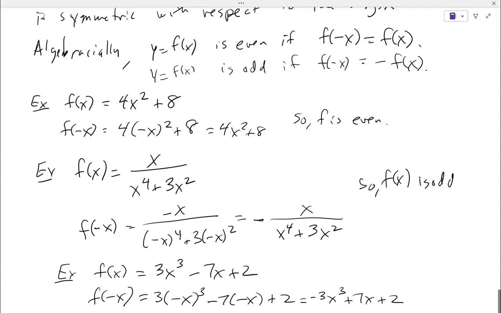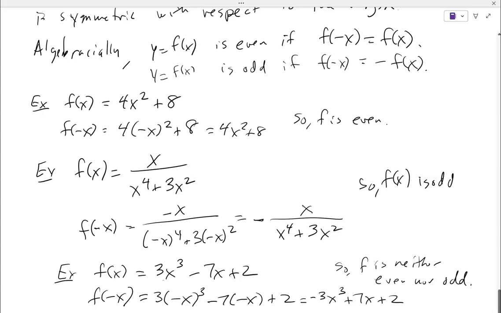Is this exactly the same thing you started with? No. Is it exactly the negative of what you started with? No, not quite, right? We've negated the first term. We negated the second term, but notice that your constant term stayed the same, right? So in this case, f is neither even nor odd.